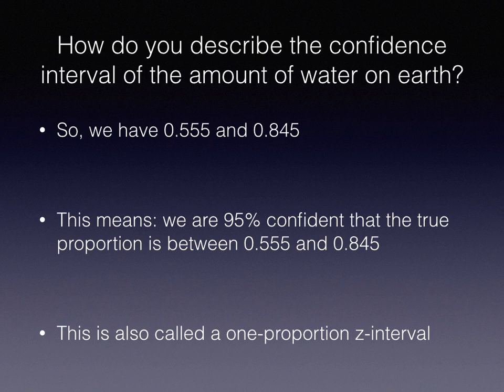You're not 95% confident that the true mean is 0.7. You're not going to say we are pretty sure that it's going to be between 0.55 and 0.845. You are going to say you are 95% confident. You have to be this super specific.